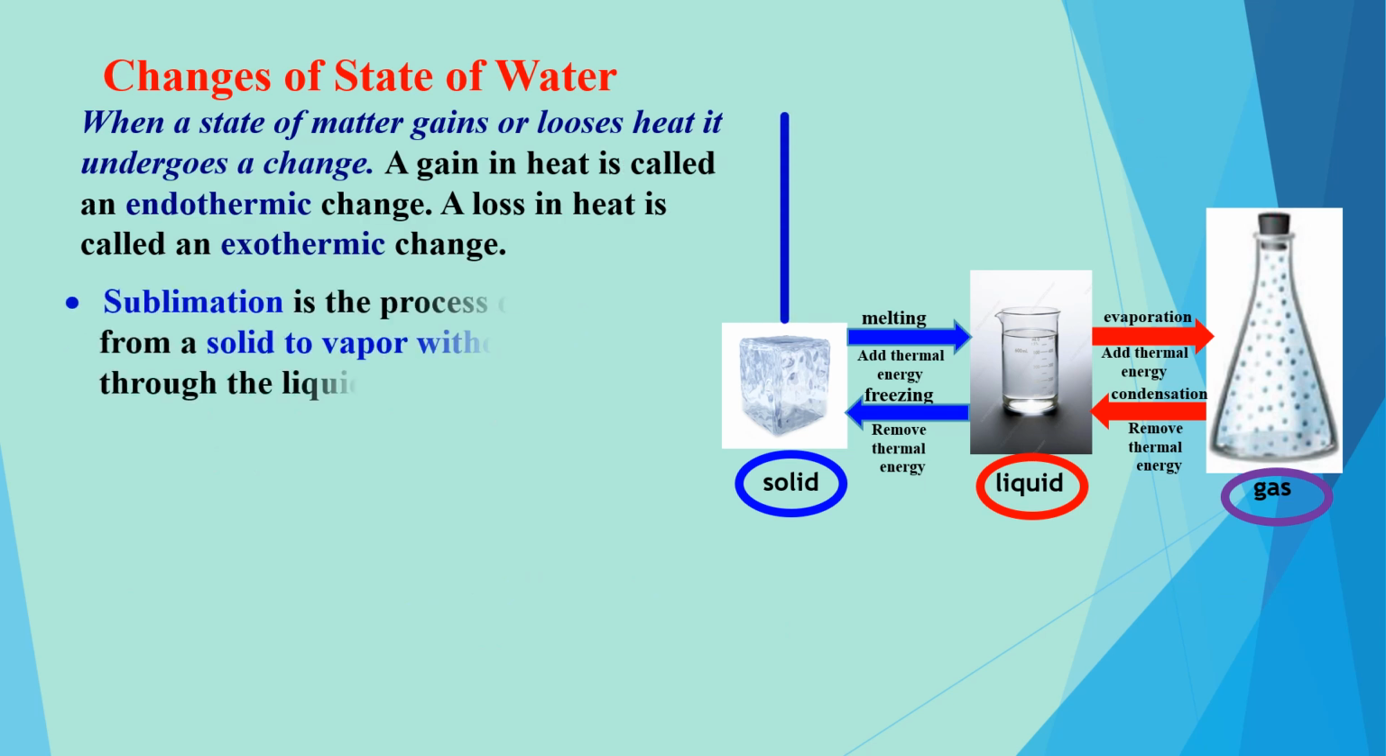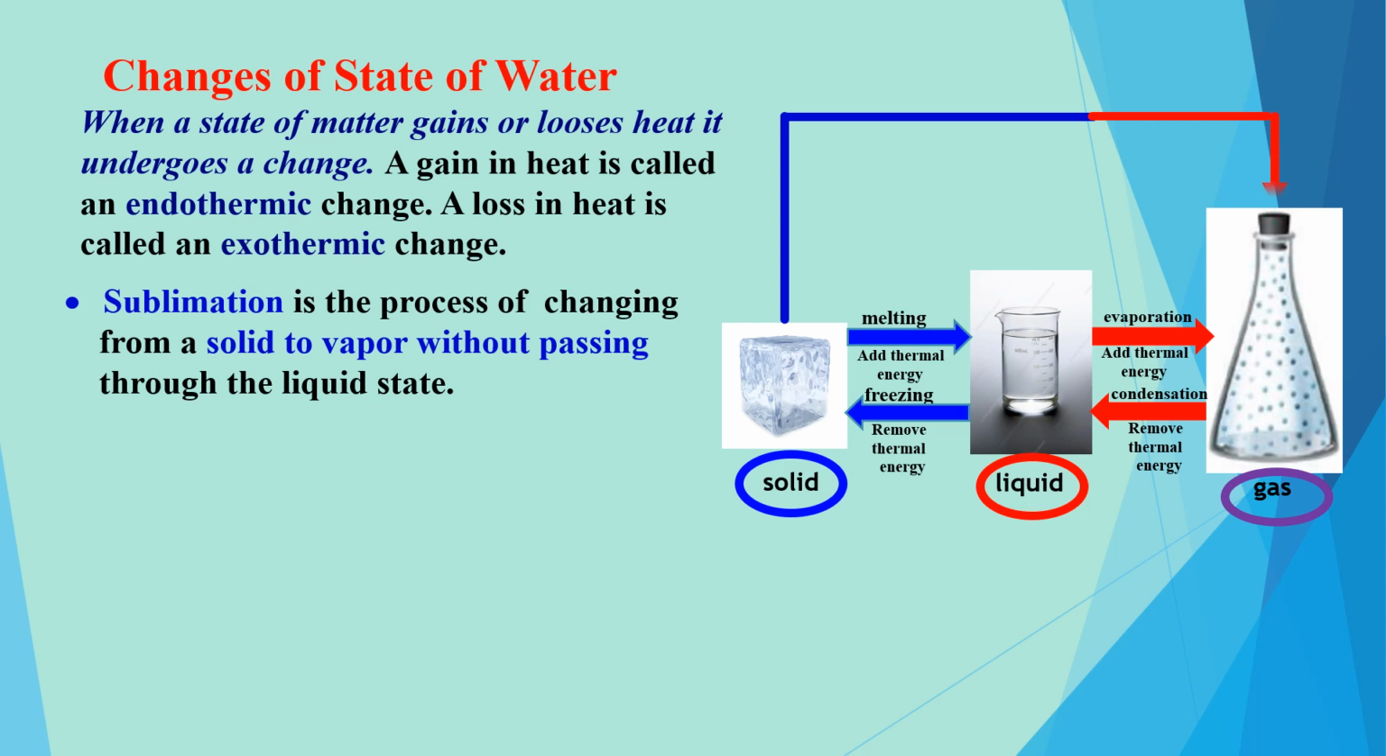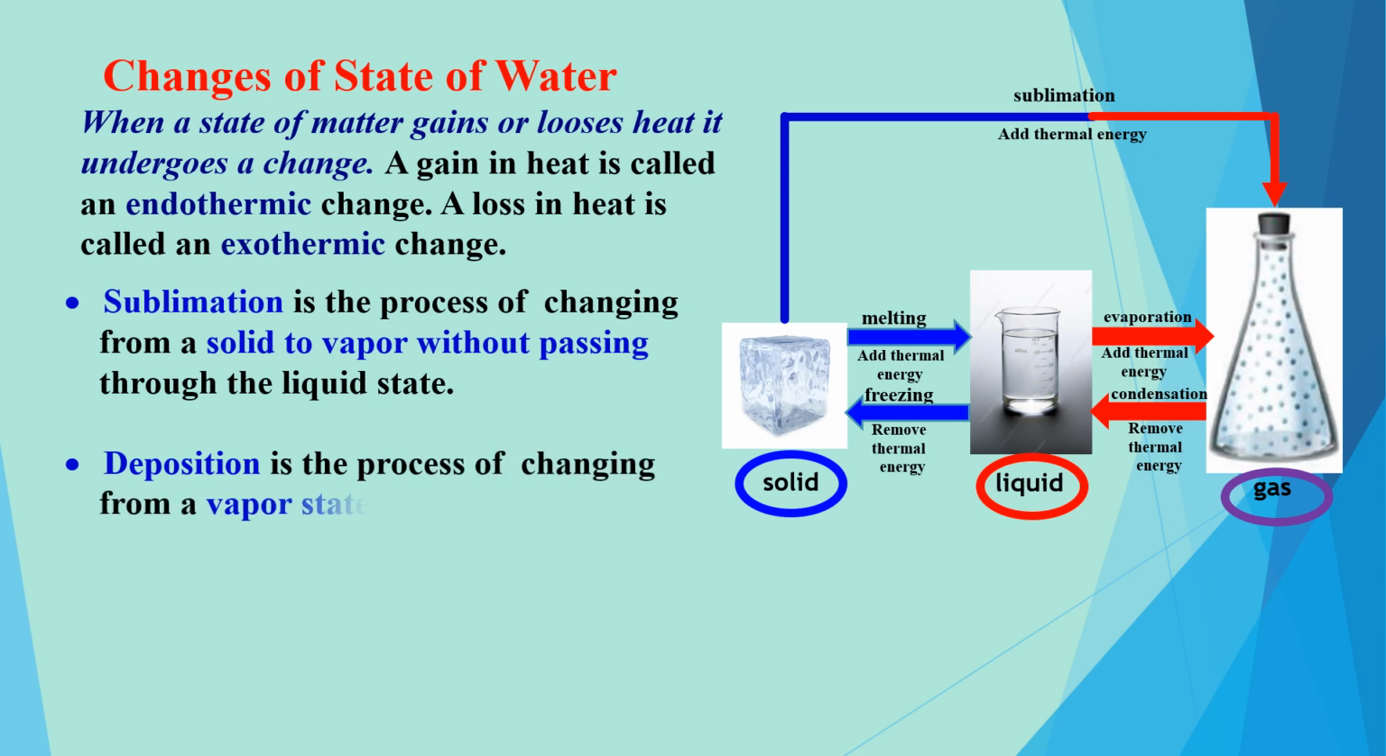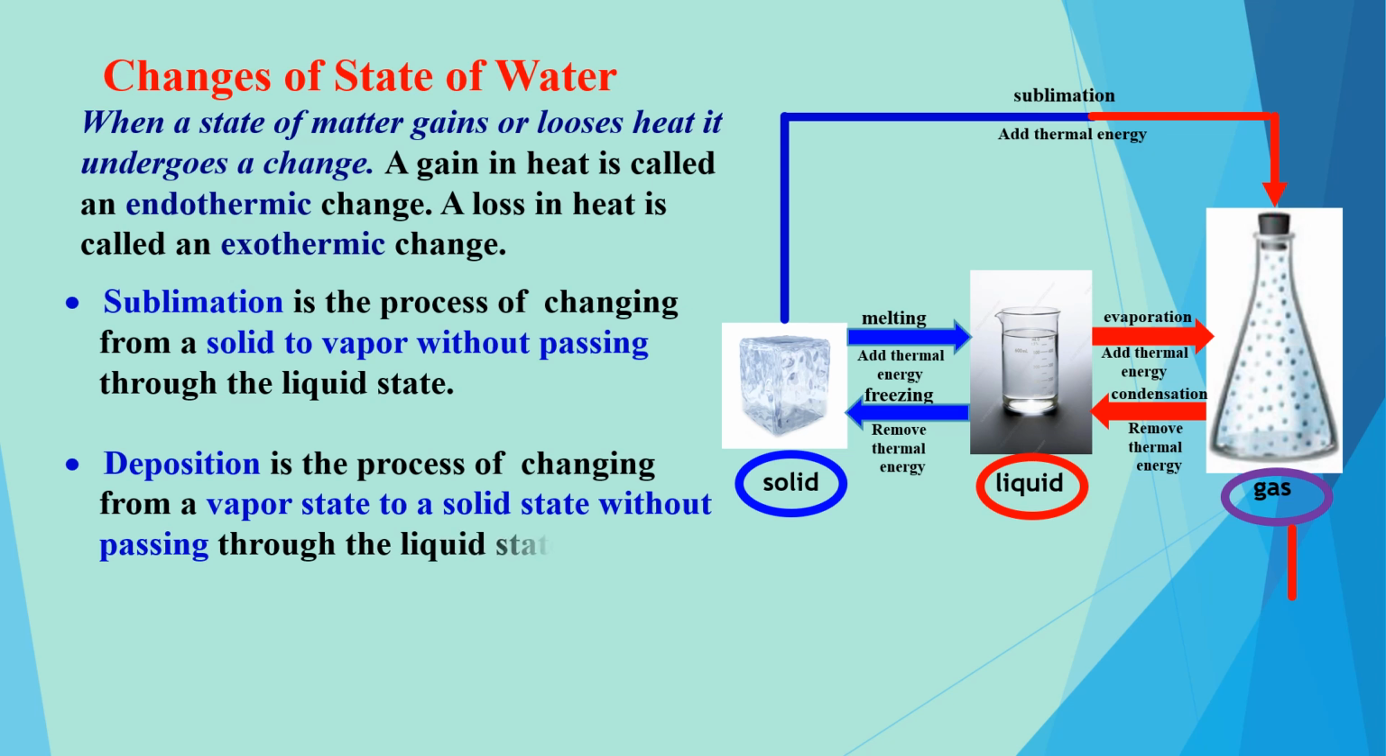Sublimation is the process of changing from a solid to vapor without passing through the liquid state. In this process of sublimation, we add thermal energy. Deposition is the process of changing from a vapor state to a solid state without passing through the liquid state. Again, in this process, we remove thermal energy.